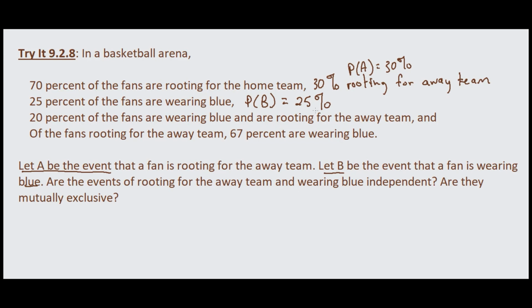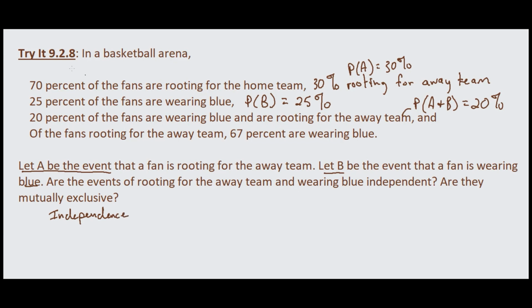Then we're asked, are the events of rooting for the away team and wearing blue independent? So what else are we given in this information? 20% of fans are wearing blue and are rooting for the away team. So the probability of A and B equals 20%. So let's look at independence. What do we know about independence?